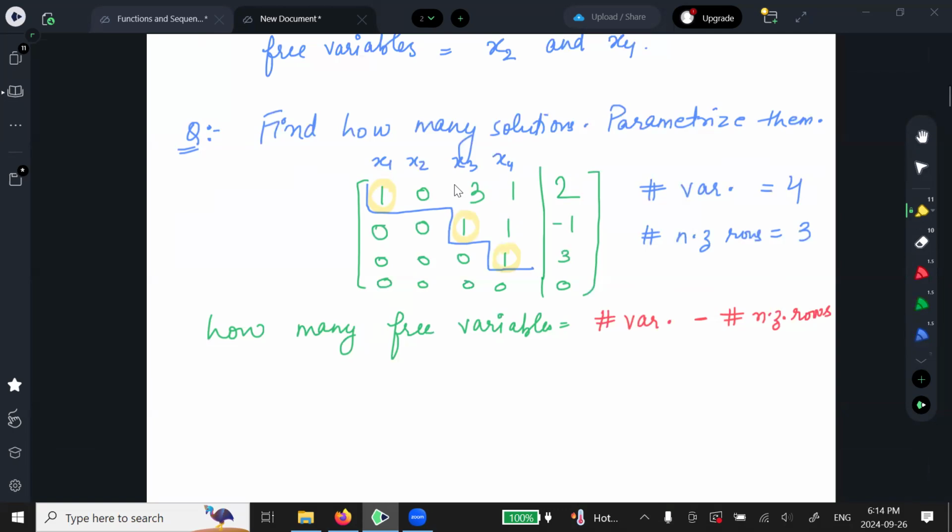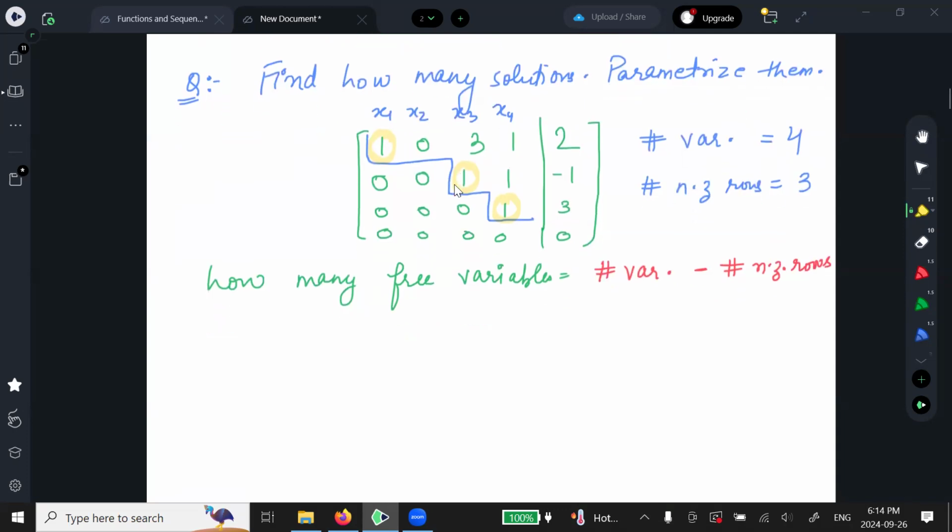1, 3, and 4. But I want you to parameterize the answer. I want you to find me a general solution. In this case, you have no choice. You have to write down the system of equations again. So write down the system of equations.